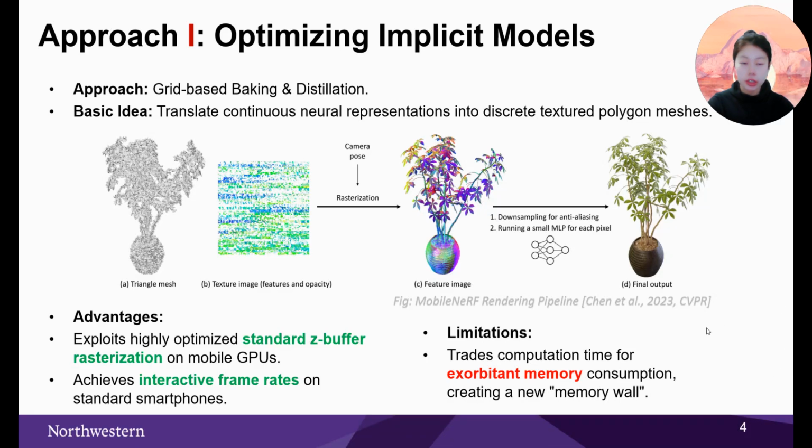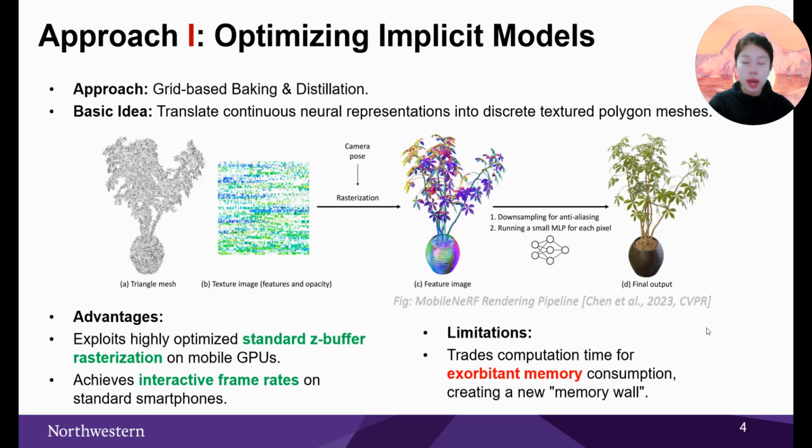The first direction focuses on compressing implicit models like NeRF. The key challenge here is reducing the large number of MLP queries while still maintaining good image quality. One effective solution is called grid-based baking. A representative method is mobile NeRF, proposed by Chen and colleagues at CVPR 2023.